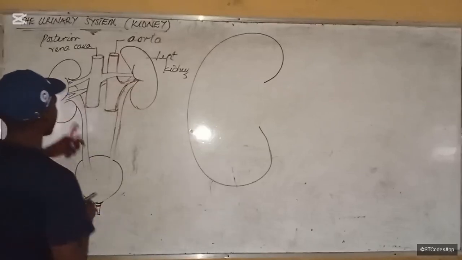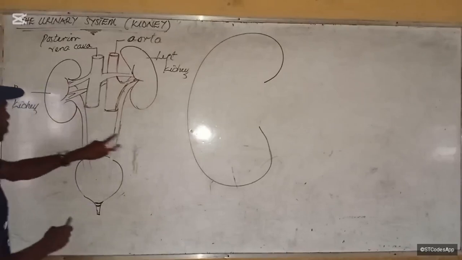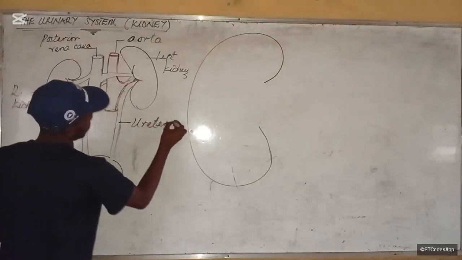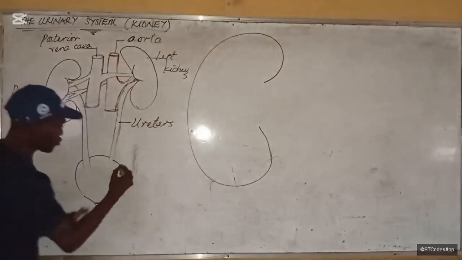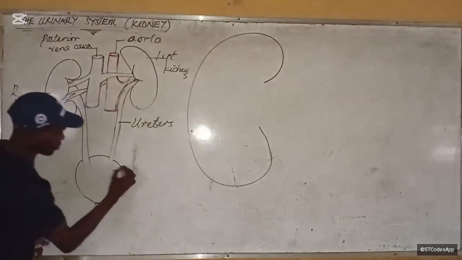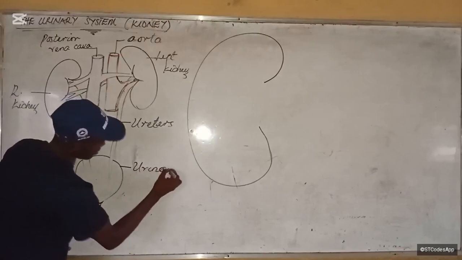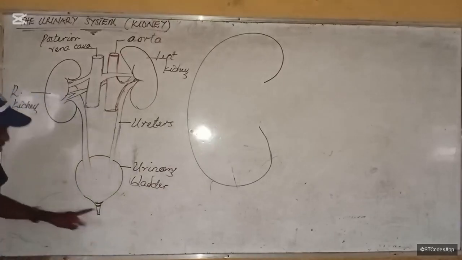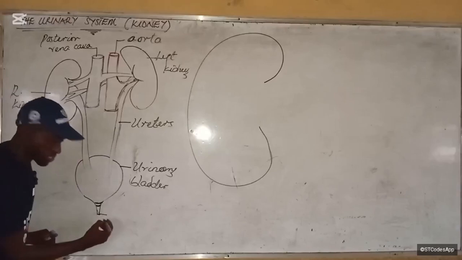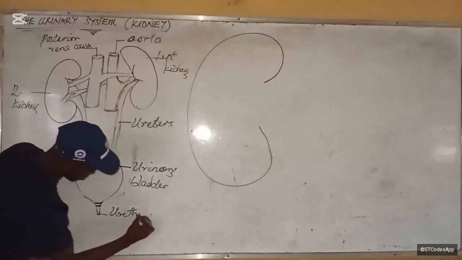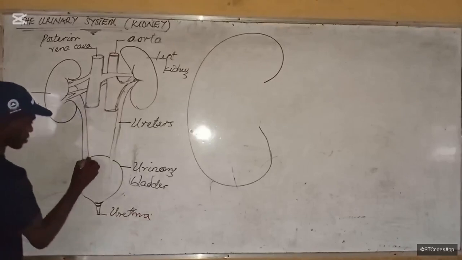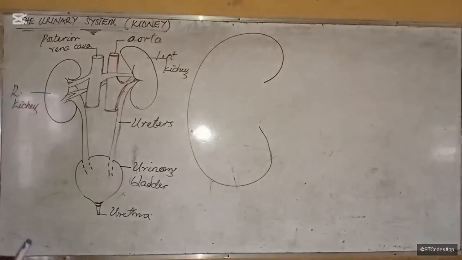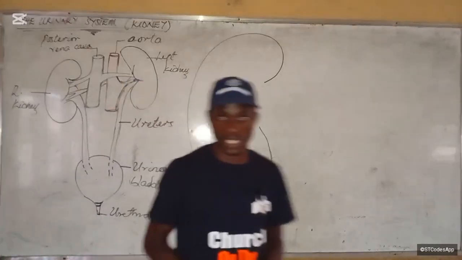Now there is this, which we call these two ureters. And then we have the urinary bladder. And then we have here, this leads to the urethra. All right, so now we know the component parts of the urinary system.